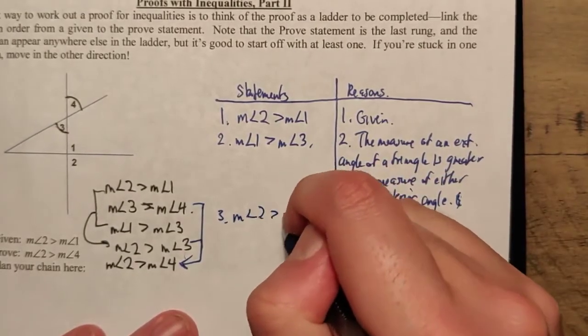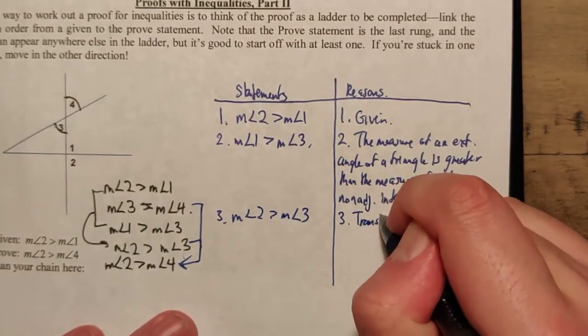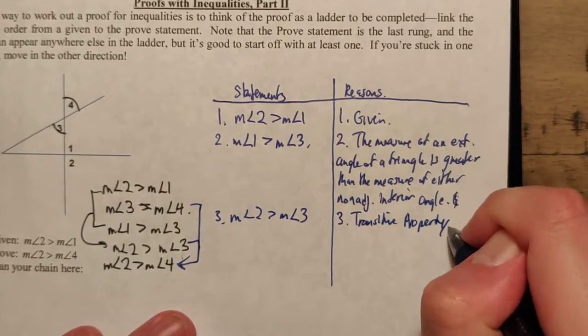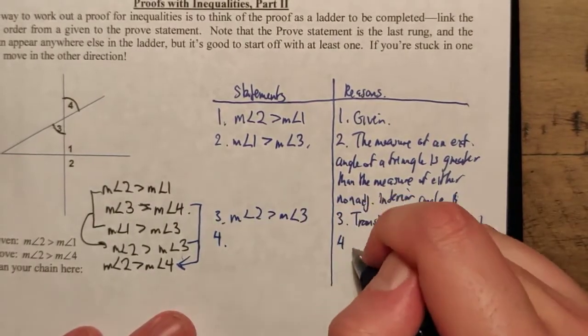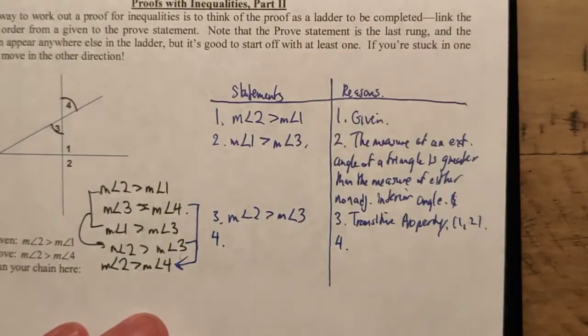We have angle 2 is greater than the measure of angle 3 here, right? And this is going to be our transitive property. That's from steps 1 and 2. All right, so that takes care of the black thing here. This is now taken care of. Now we can introduce the next part.